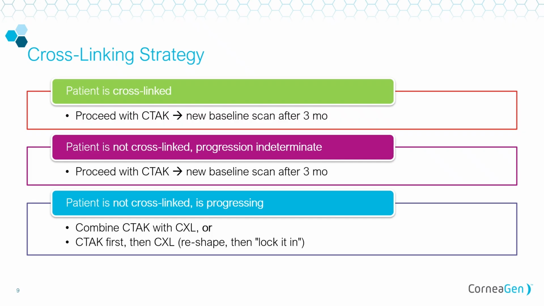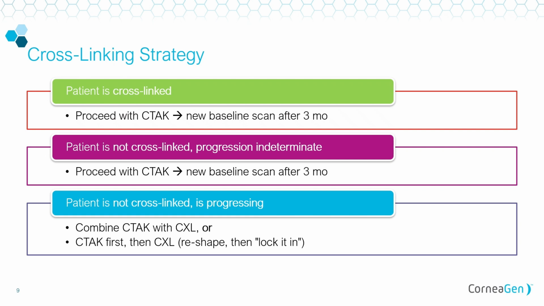So if you have a patient that's progressing, you still need to decide in your protocol when and where to cross-link. You can either do it together if insurance will allow, okay? Or you can do as I do, which is I do the CTAK first, and then I cross-link later to sort of lock it in. If your patient's already cross-linked, you can still do CTAK and you'll still get a shape change.